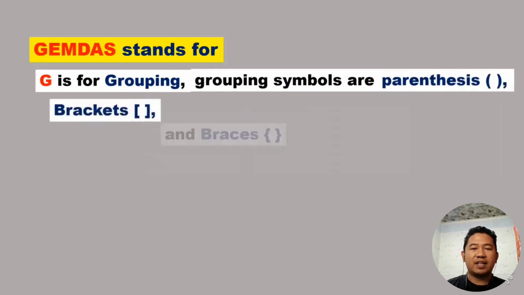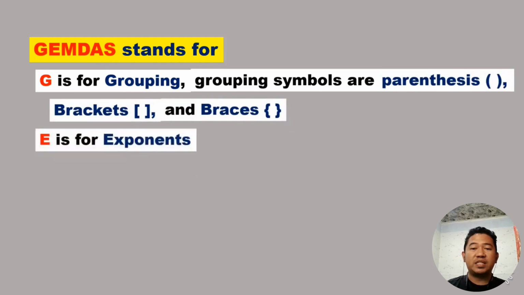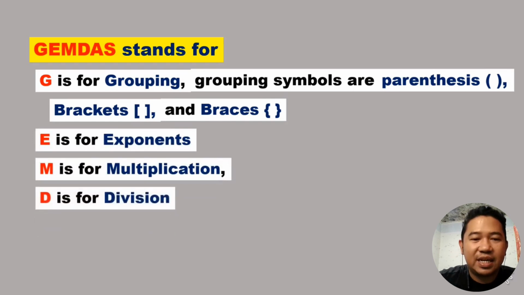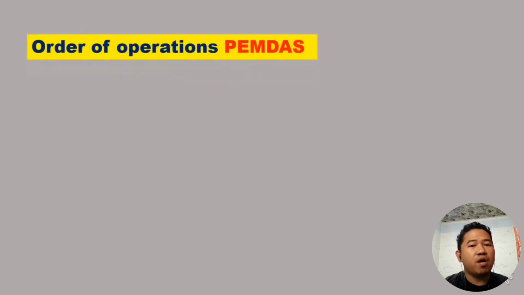Now, GEMDAS stands for G is for grouping. Grouping symbols are parentheses, brackets, and braces. E is for exponents, M is for multiplication, D is for division, A and S stand for addition and subtraction. Now, order of operations in PEMDAS.